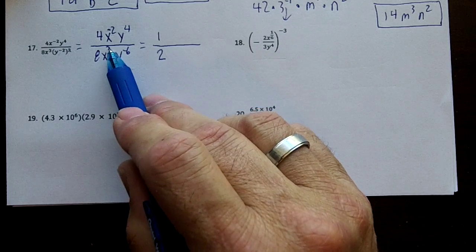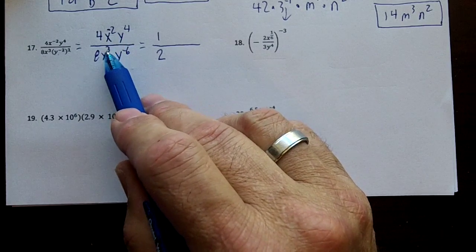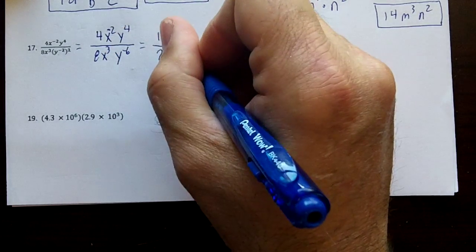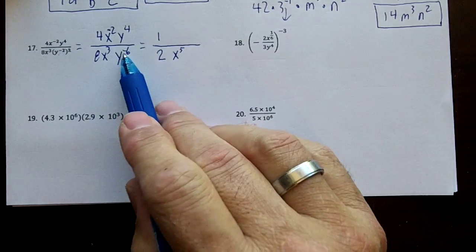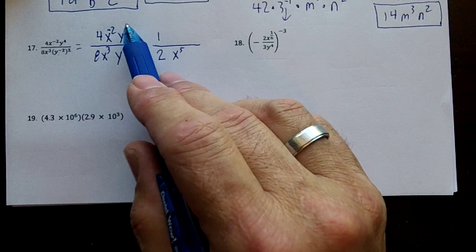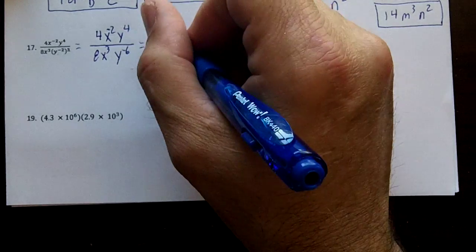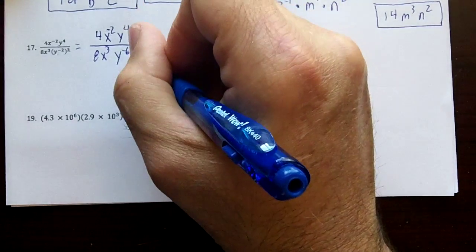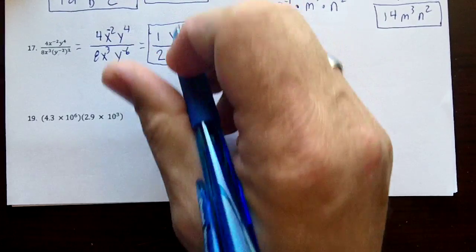How many x's do I have on the bottom? 3. I'm going to move 2 more to the bottom. I'll have 5 x's on the bottom. These 6 y's will go from the bottom to the top. I already have 4 y's on the top. So if I add 6 more, I'll have 10 y's to the top. And that is the answer.